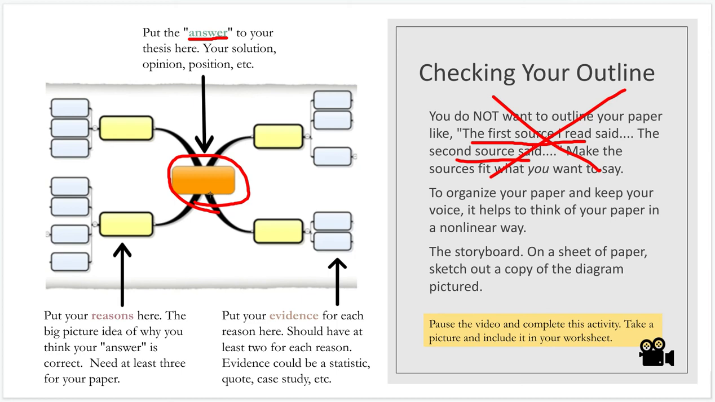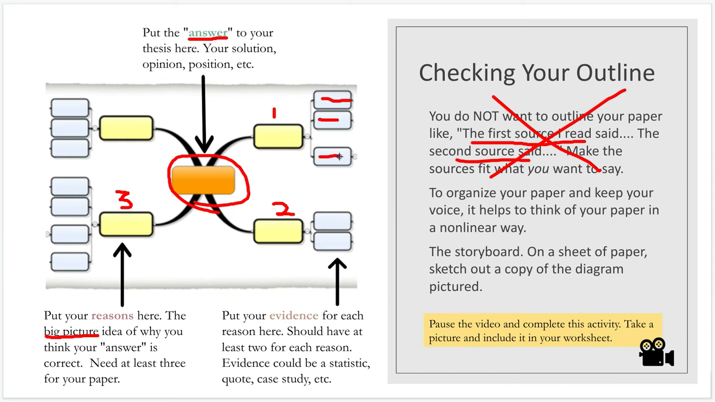And then off of this answer, try to come up with at least 3 reasons why you think this answer is correct. Focus on big picture reasons why. Don't give specific quotes or evidence just yet, but broaden it out. Make it abstract and general. All right, then from there, you would give your quotes to support these reasons, or a fact.